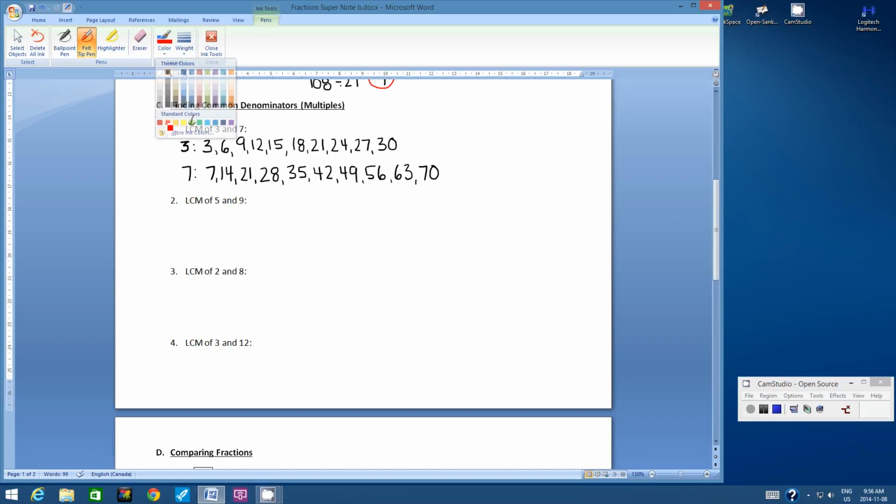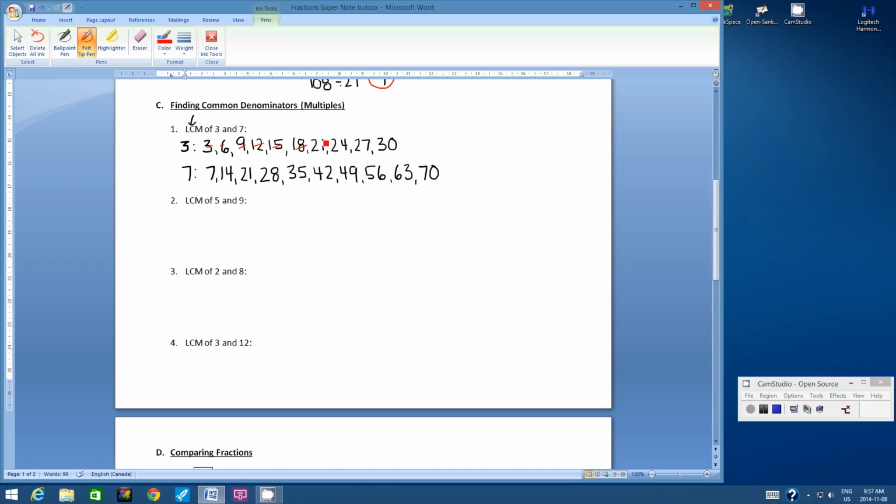So I'm going to compare the number in the top row with the number in the bottom row. 3 doesn't exist in the bottom row, so I'll cancel that one. 6 doesn't exist in the bottom row. 9 is not common to the bottom row. 12 is not common. 15 does not exist in the bottom row. 18 does not appear in the bottom row.